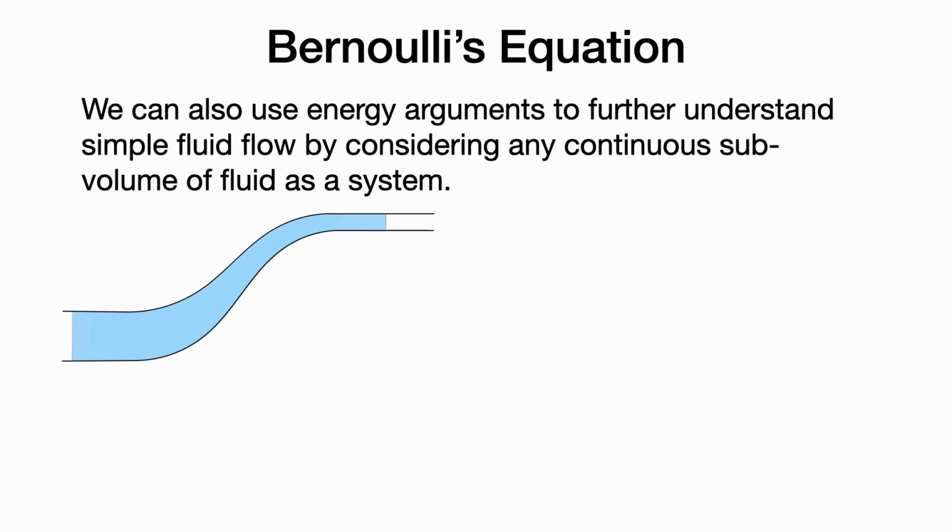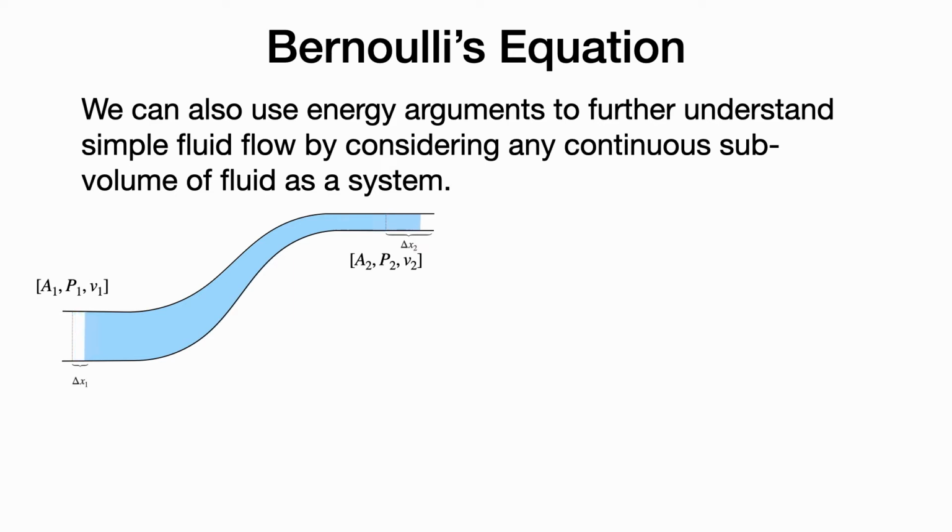We can also use energy arguments to further understand simple fluid flow by considering any continuous subvolume of fluid as a system. We'll consider again a piping, and at the input of the piping we have cross-sectional area A sub 1, a pressure P sub 1, and an input velocity V sub 1. And at the output end of the pipe, we'll have a cross-sectional area A sub 2, a pressure P sub 2, and a velocity V sub 2.